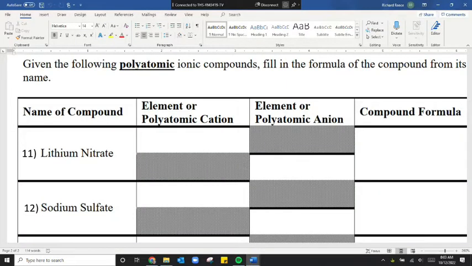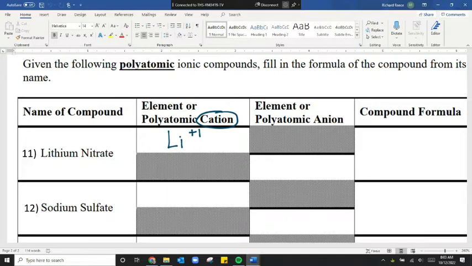So like in number 11, it says the element or polyatomic cation. What was the charge of cations again? They were positive. So what would be my cation in this element, the lithium or the nitrate? The lithium. It's almost always the first one. So lithium is going to be that one. So I could just put Li, and then I can look up its charge from the periodic table. It's in group 1, so I'll put +1 there.